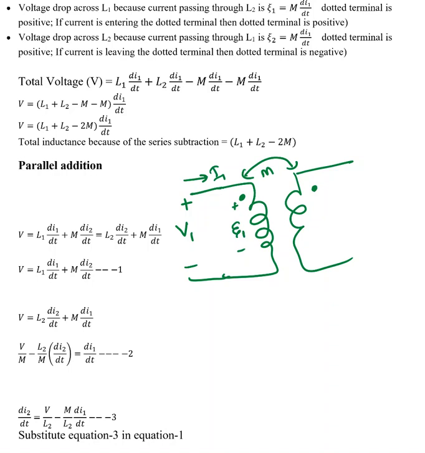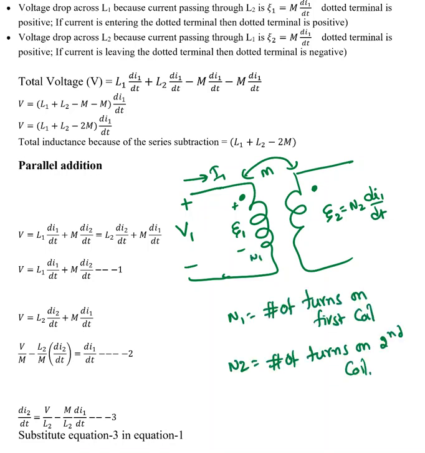Now the induced voltage E2 here equal to N2 times di1 by dt. Okay, where N1 is number of turns on the primary coil, the first coil, and N2 is number of turns on the second coil. So according to the definition, if current is entering the dotted terminal, then the dotted terminal of the second coil is positive. So that's positive and negative, and induced EMF E2 equal to N2 times di1 by dt.